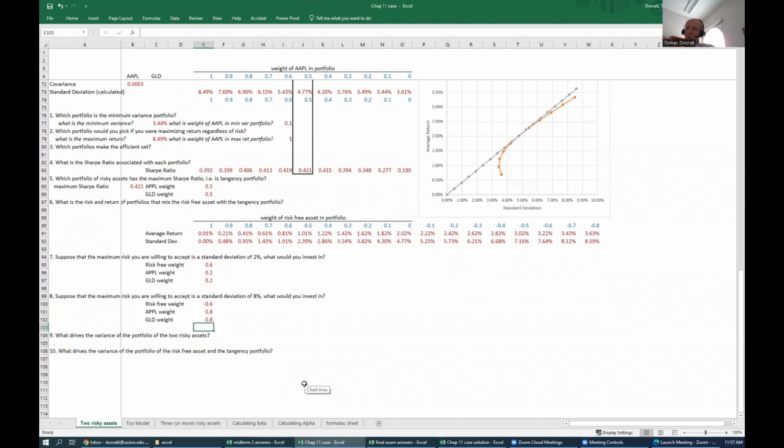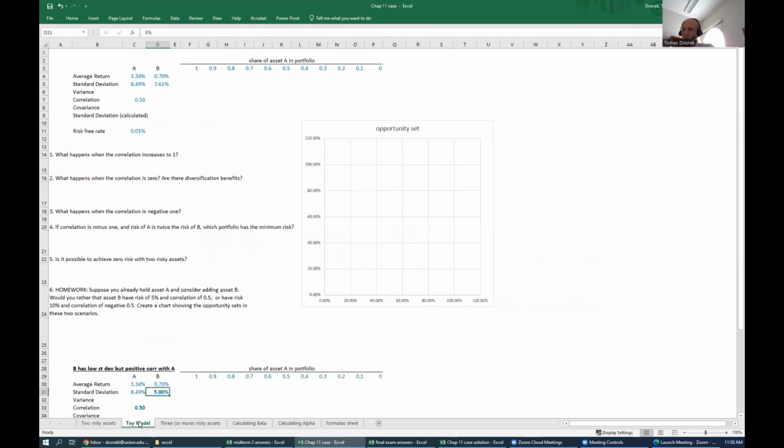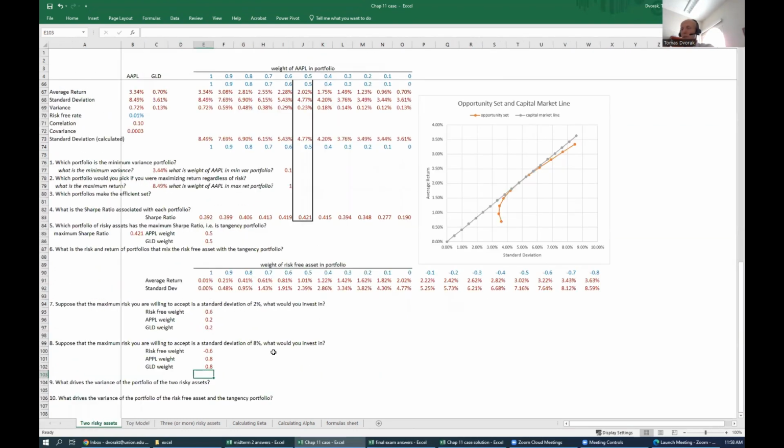So what drives the variance of the portfolio of two risky assets? It's three things. It's the individual variances, so the variance of asset A, the variance of asset B, and a covariance. And we're going to play with that in the toy model. So not in this video, but maybe in another video.